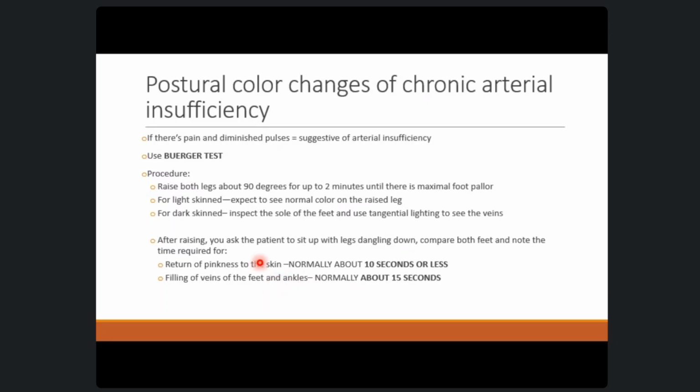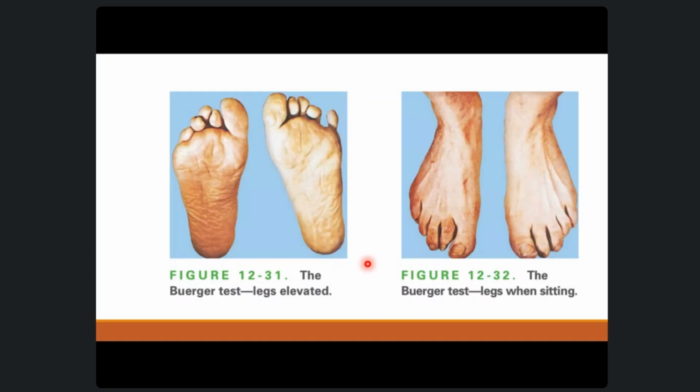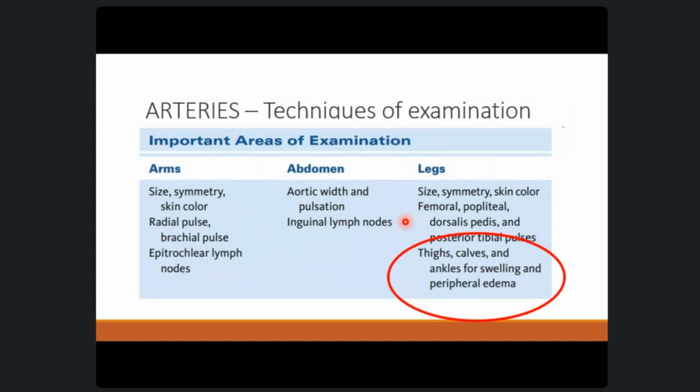So the color is faster at about 10 seconds, but the filling of the veins of the feet and ankle is about 15 seconds. Okay? So in Buerger's test, the legs are dangled. Remember this one. So this is the Buerger's test. Legs elevated. Look, it's a bit pale. This is what we call the filling of the vein, which would take about 15 seconds. So just note the time.